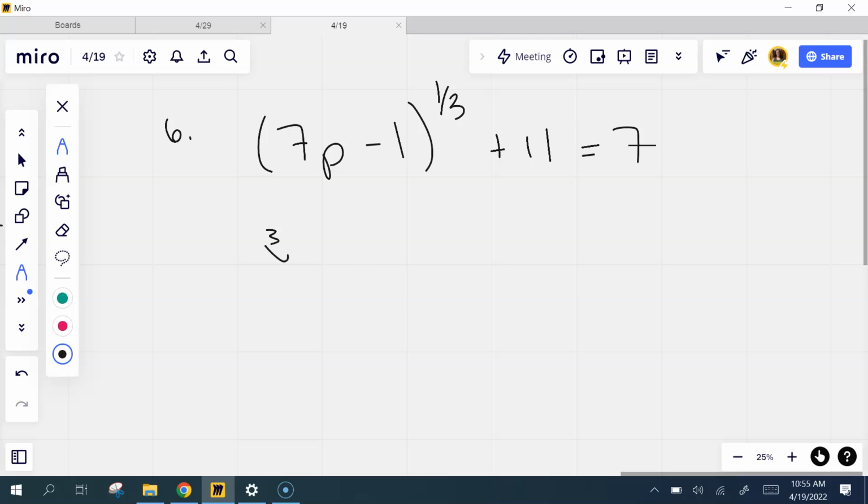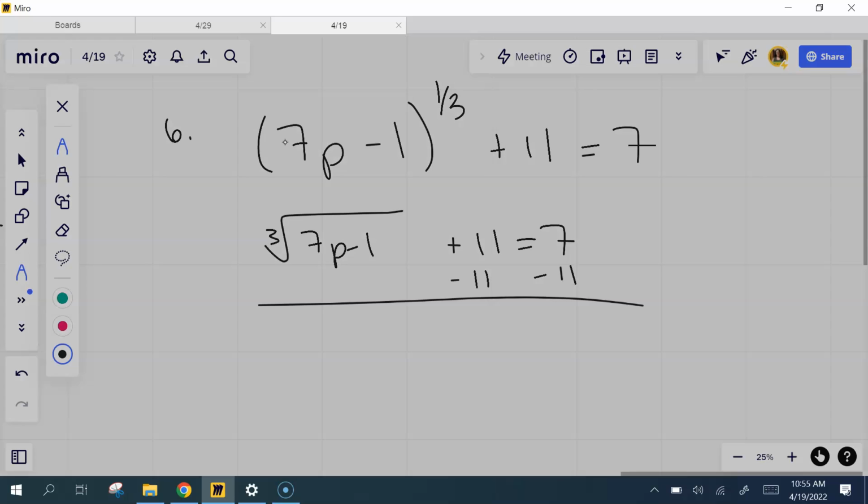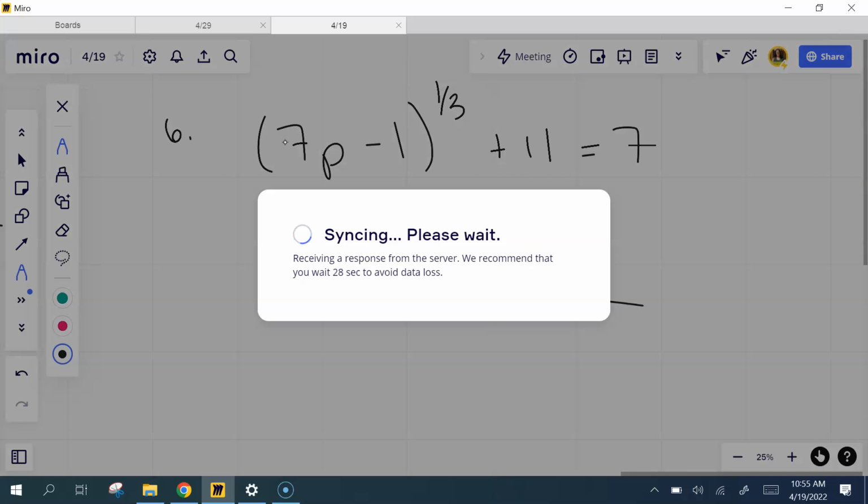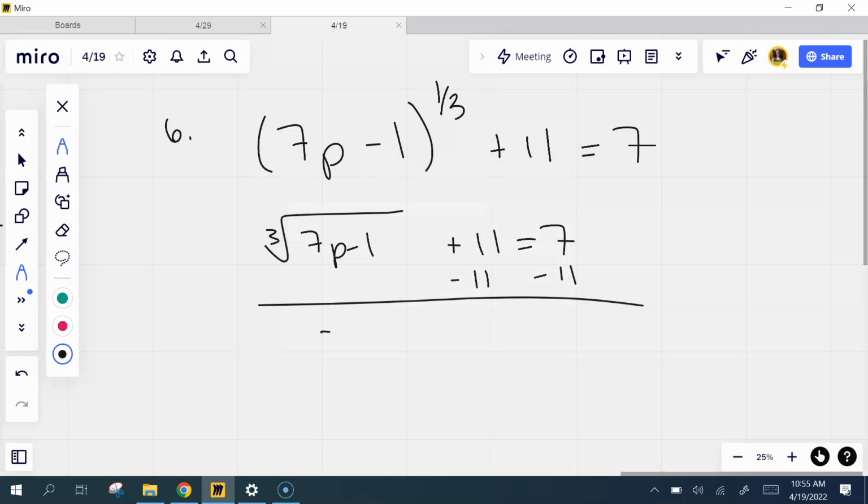This is the same thing as this. Can you solve it now? Sure. What do you do first? Subtract 11. That's right. Move the 11. Isolate that radical. The third root of 7p minus 1. 7 minus 11 is 8. What do you think we do now?